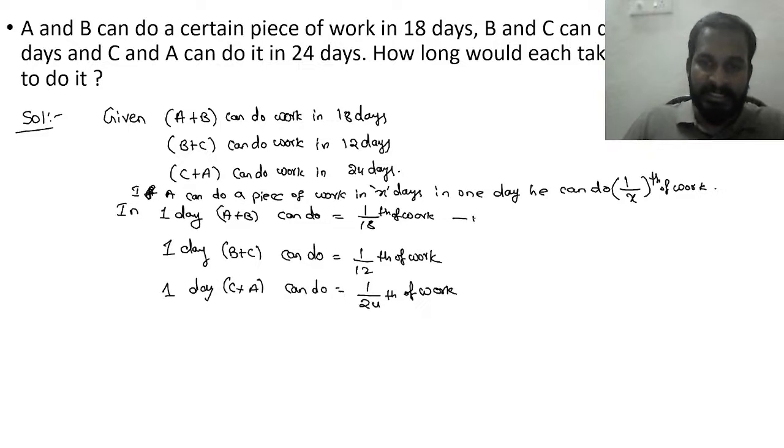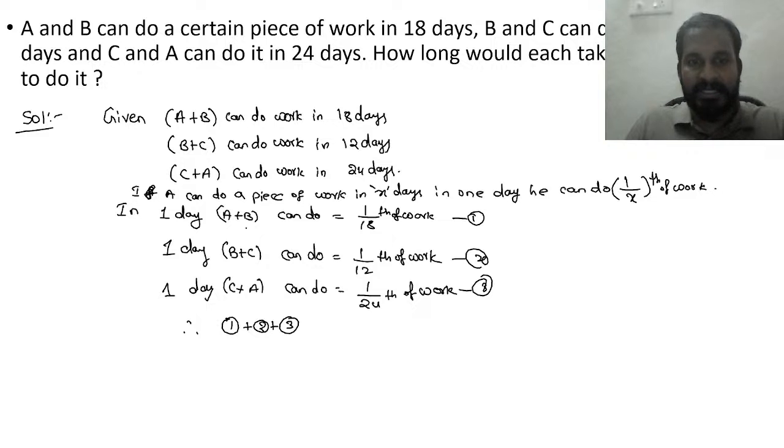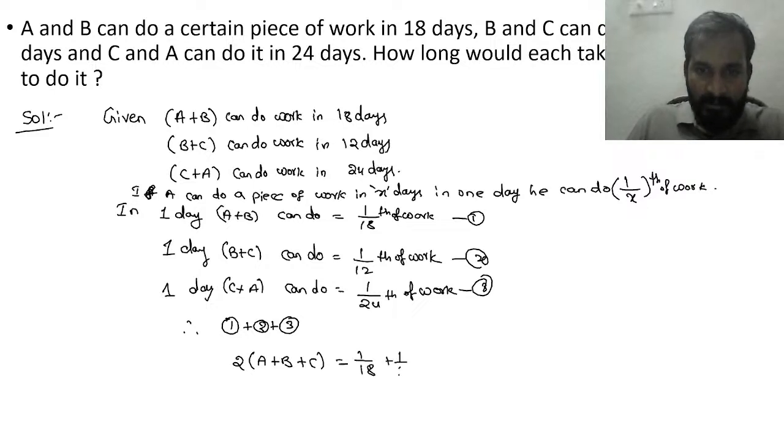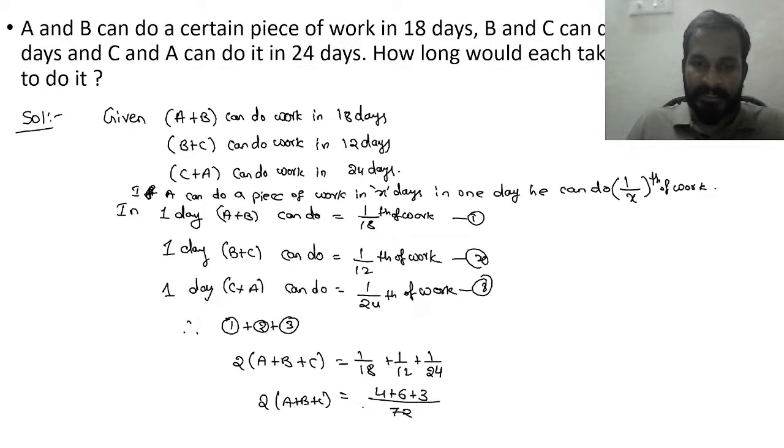So you can consider these as 1, 2 and 3. When you add 1 plus 2 plus 3, A appears twice. So 2 times A plus B plus C is equal to 1 by 18 plus 1 by 12 plus 1 by 24. What is the LCM of 18, 12 and 24? 72. So 4 plus 6 plus 3, that is 2 times A plus B plus C equals 13.